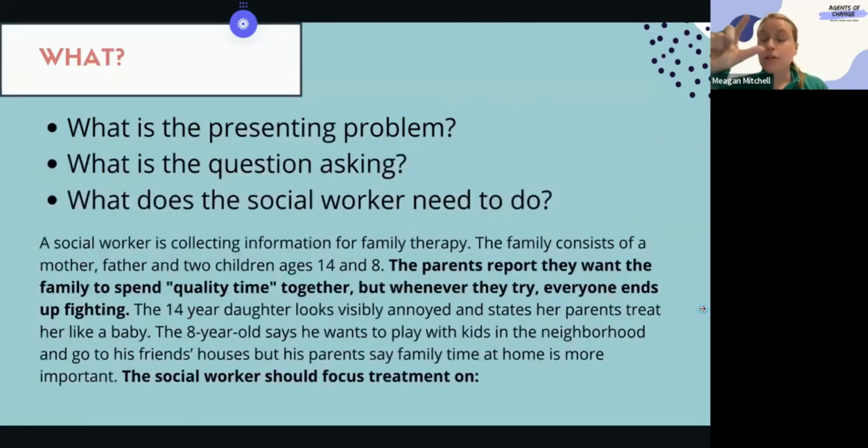The what. Here are the 3 questions you want to consider when you're figuring out the what of a question. What is the presenting problem? What is the question asking? What does the social worker need to do?